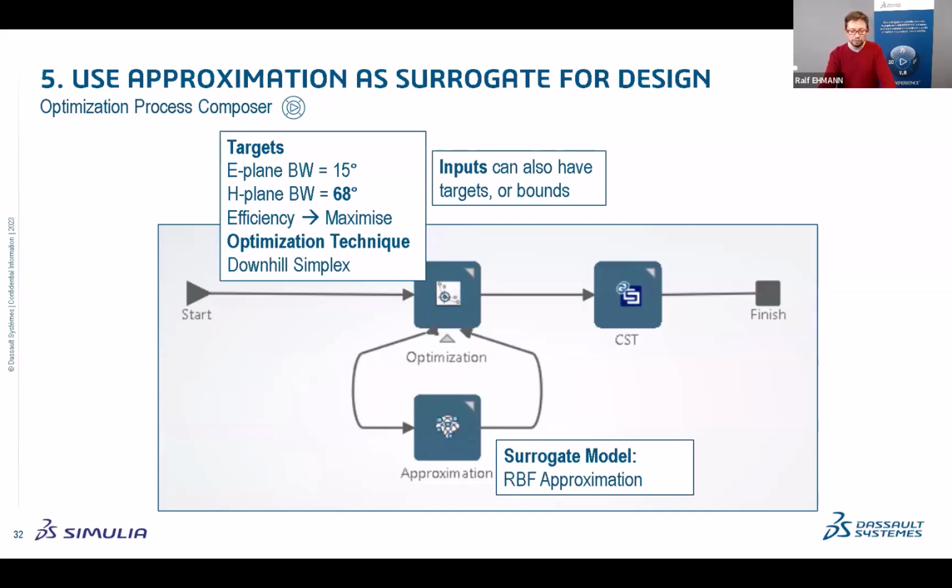The RBF approximation we created in the previous steps will then be used as our surrogate model to find the optimal input values for our targets. Once the optimization is finished, the input values are sent to the CST Studio Suite model, and the model is simulated to verify the prediction from the surrogate model.